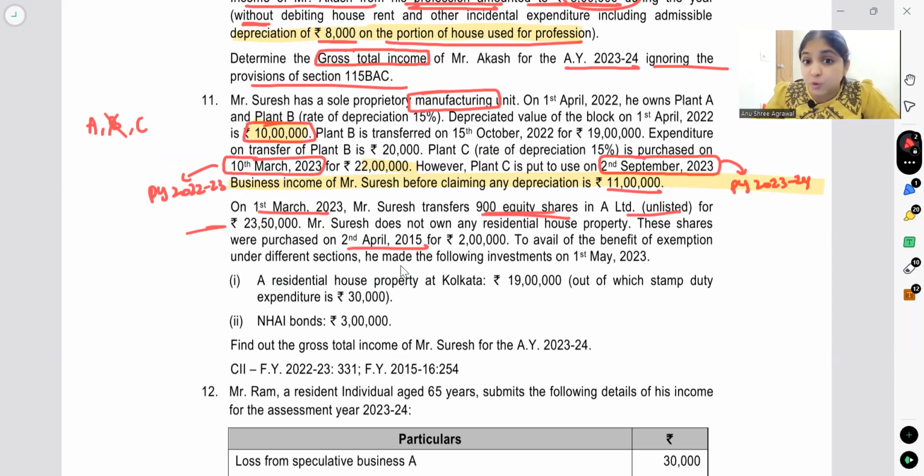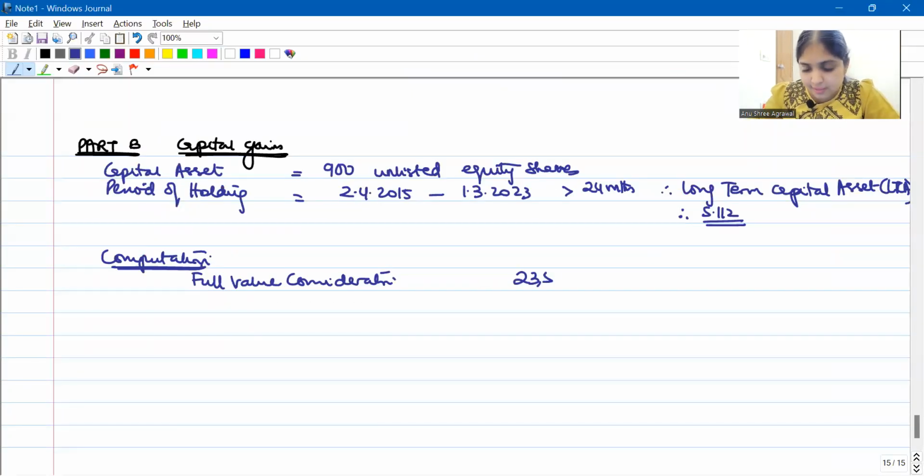They could have complicated it over here by giving us the FMV number. Had they given us the FMV of the shares, they are unlisted shares, we would have applied section 50CA. But they haven't given us the FMV, so good for us, no complication. I'll take 23,50,000 as it is.